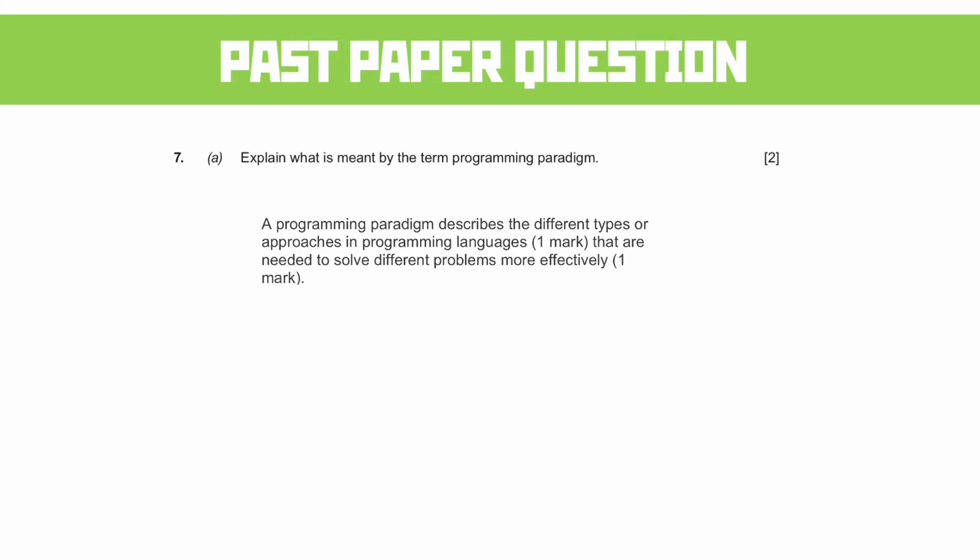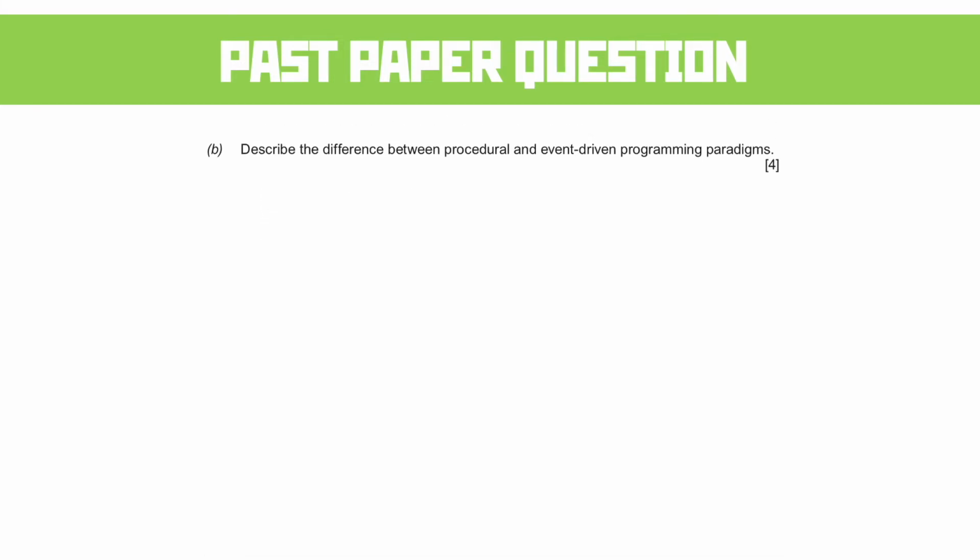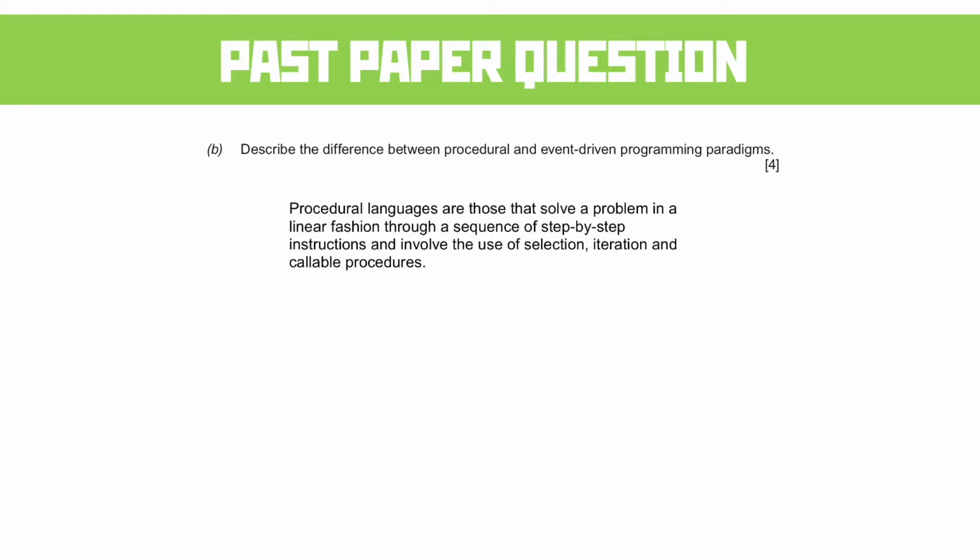Part B, describe the difference between procedural and event-driven programming paradigms. Okay, so procedural, you'll remember, let's define that first. Procedural languages are those that solve a problem in a linear fashion through a sequence of step-by-step instructions and involve the use of selection, iteration, and callable procedures. So that's us describing the sort of programming languages that we are used to using, the sort of development that we've been doing probably since all the way back in GCSE.